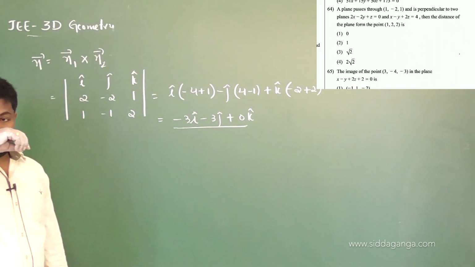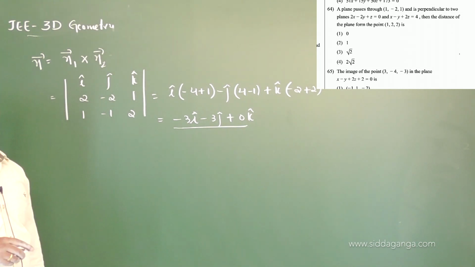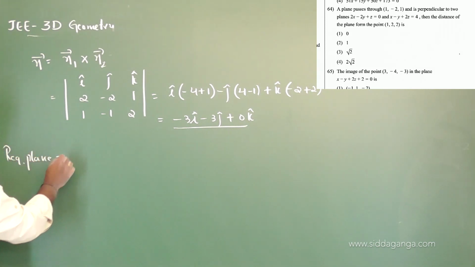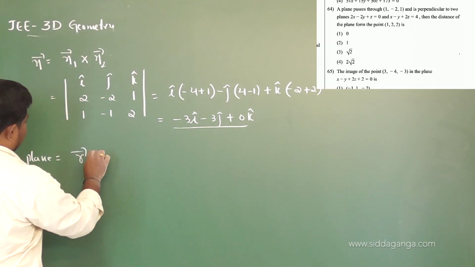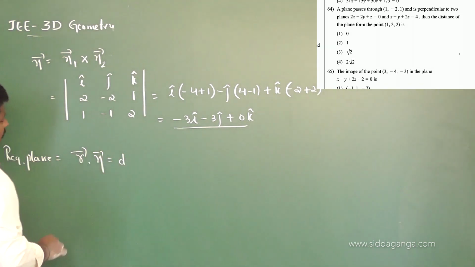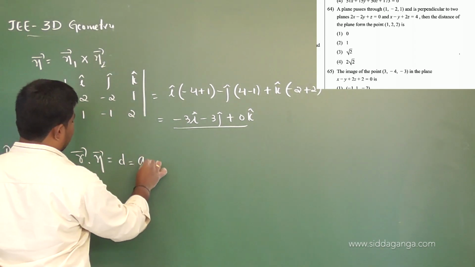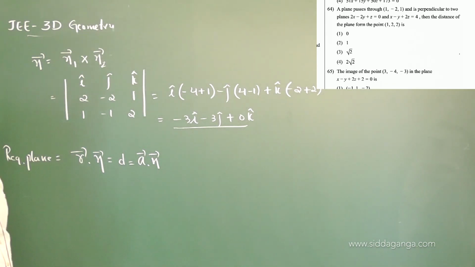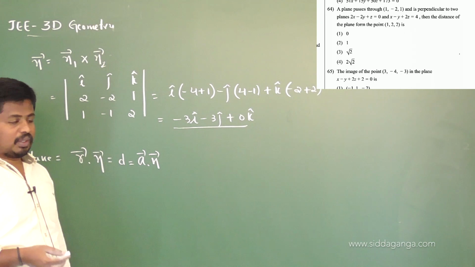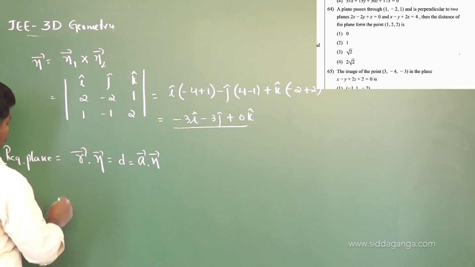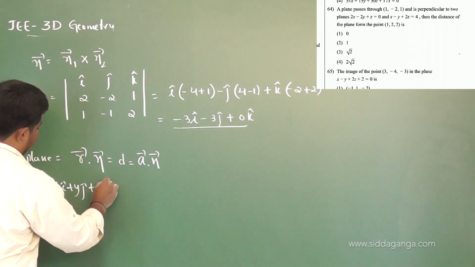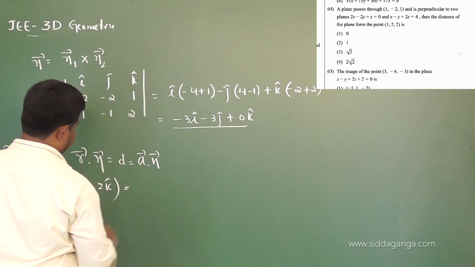Now they have given that it is passing through 1, minus 2, 1. So the required plane becomes r dot n is equal to a dot n, where a is the position vector of the point through which the plane is passing, that is 1, minus 2, 1. And r is xi cap plus yj cap plus zk cap.